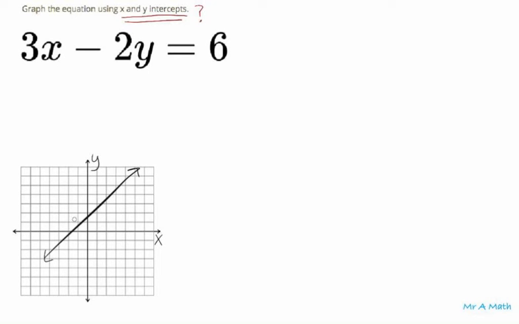Hi, so today we're going to be looking at graphing equations using x and y intercepts. Really, before we start, we need to make sure we understand what an x and a y intercept is. So it is exactly what it sounds like.